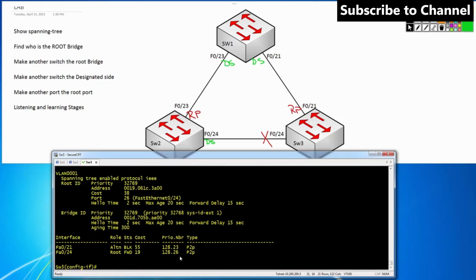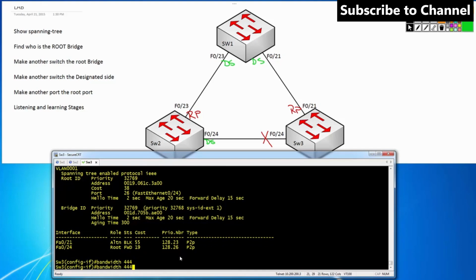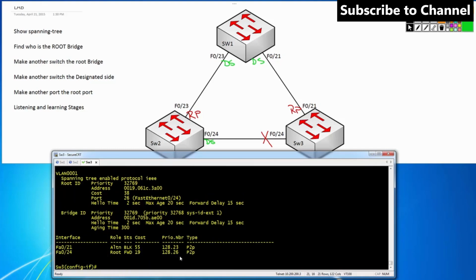It doesn't matter now what I change my bandwidth to. I can change my bandwidth to 444, and notice my cost is the same. The interface command will override the bandwidth command. Now, the bandwidth command isn't really tied to spanning tree in that fashion. The bandwidth command is used for lots of things. It's just that by default, spanning tree will use the bandwidth calculation to determine its cost. If you hard code your cost like we did, it stays the same.